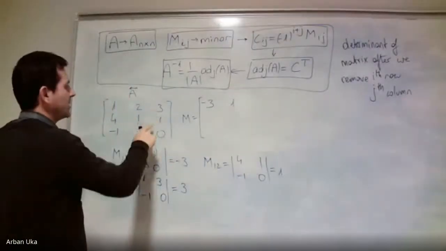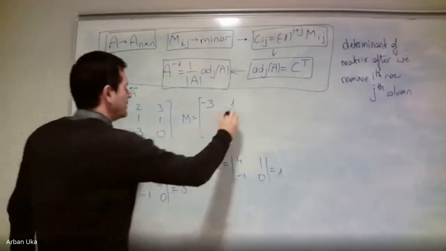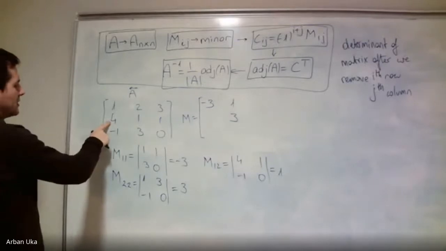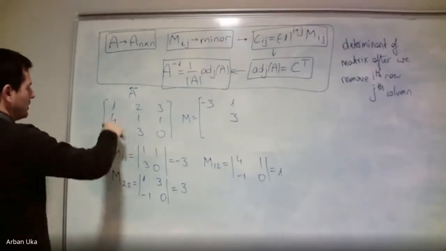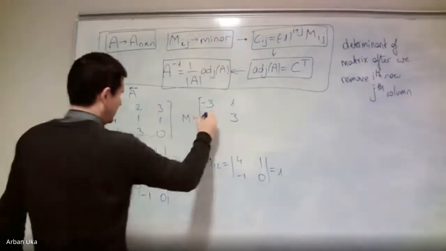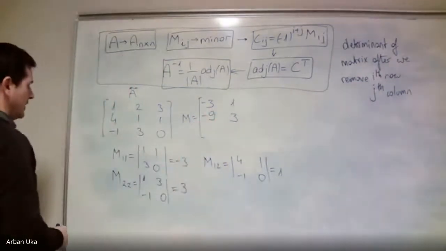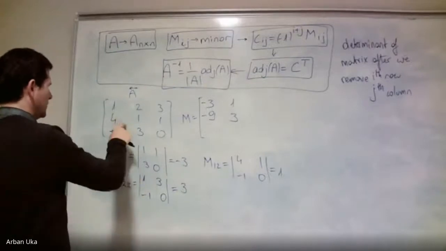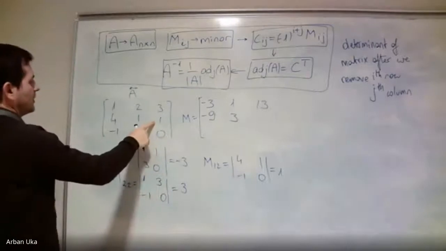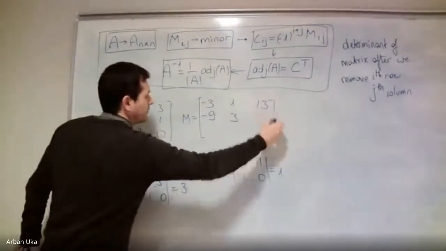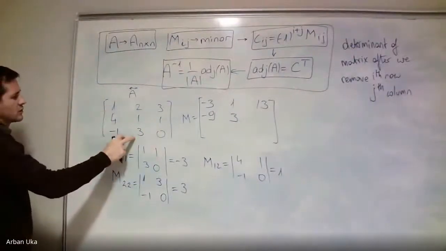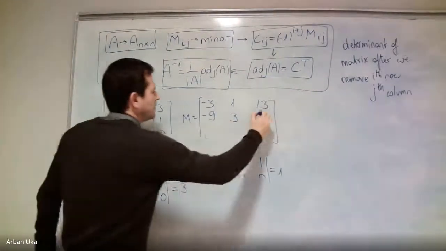What is M13? If M22, we found it was 3. Then this number, we exclude the first column and the second row, we get minus 9. This is correct, probably minus 9. Then here we get 12 plus 1, this is 13. For this number, we remove the third column and the second row, we get 1, 2 minus 1, 3, that's 3 plus 2, 5.